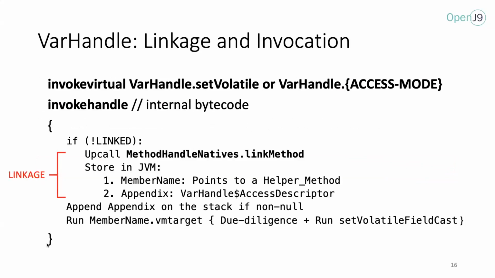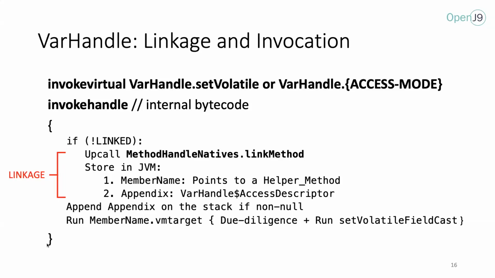It's going to convert it into an internal bytecode named invokehandle, which is completely identical to the MethodHandle example where we converted the MethodHandle.invoke and invokeExact calls to the same bytecode. The first step is linkage, where we're going to generate the dependencies that are needed to execute the VarHandle's access mode. And this happens via an upcall to a Java method. So we are calling a Java method from native code, and this method is named MethodHandleNatives.linkMethod.